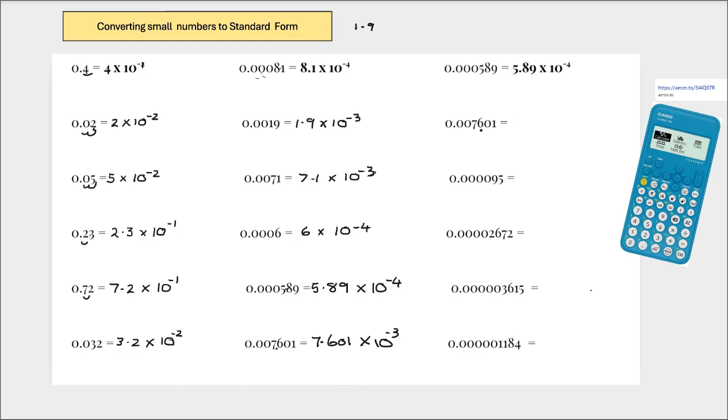So we've moved it to here. So it's going to be 7.601 times 10 to the power of 1, 2, 3. So it's going to be -3, this one. So next one, we know it's going to be between 1 and 9, which that is 9.5. So it's going to be 9.5 times 10 to the power of what we got? 1, 2, 3, 4. This time it's to the power of -5.